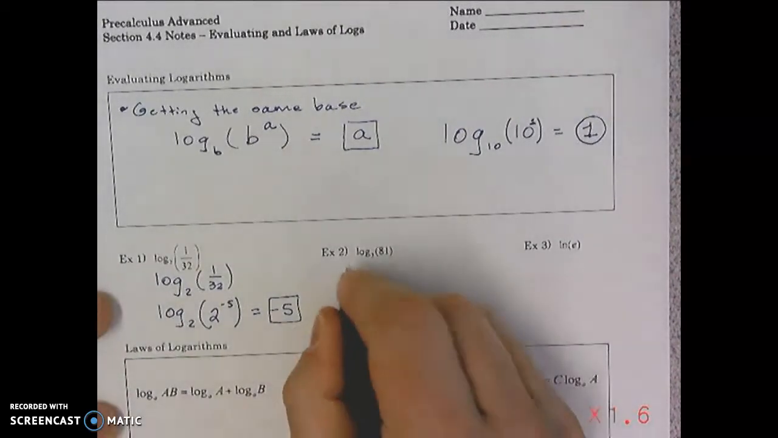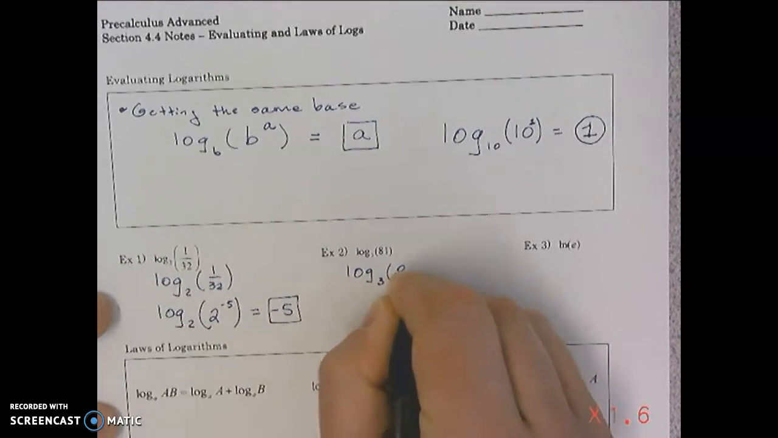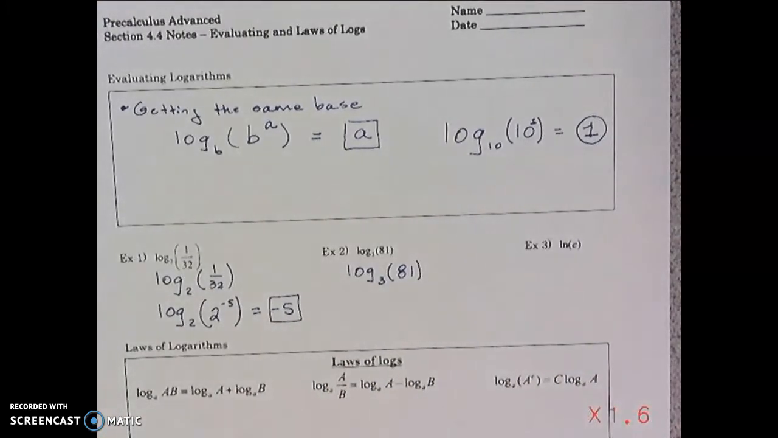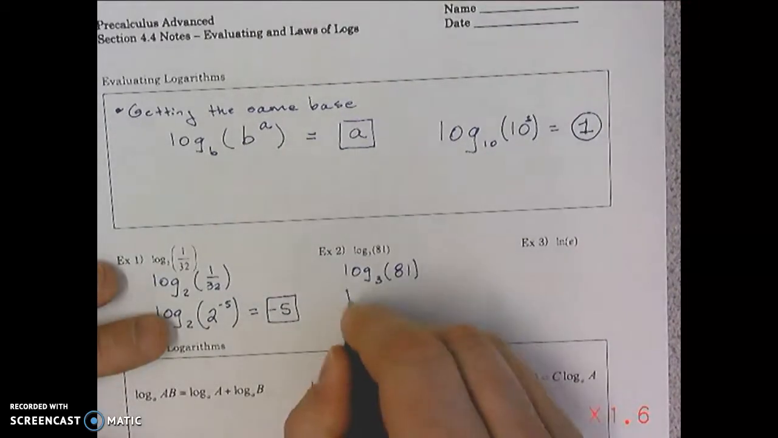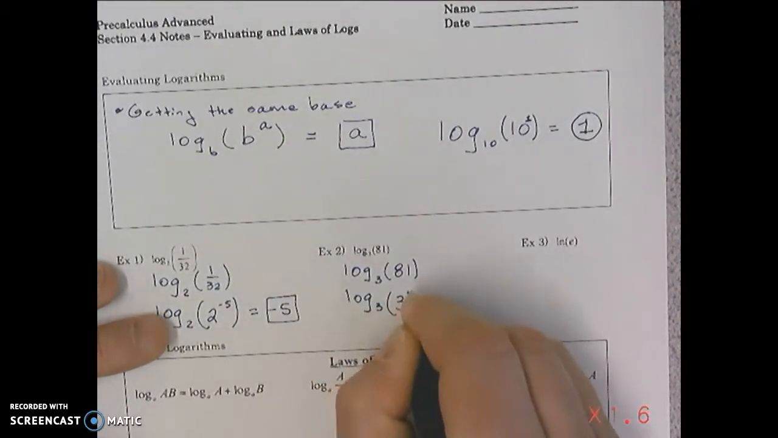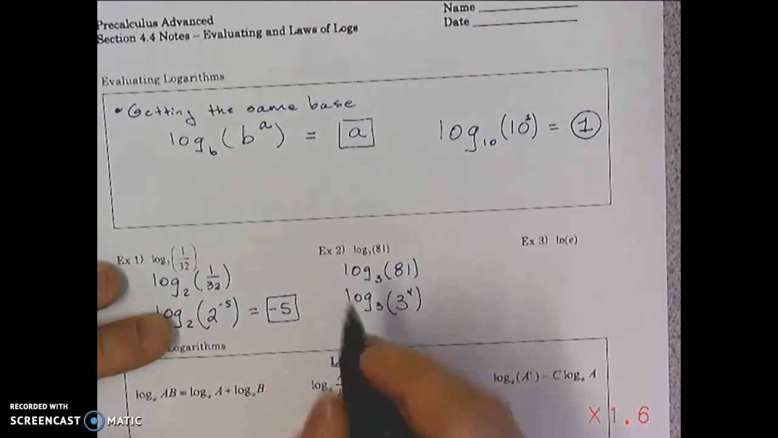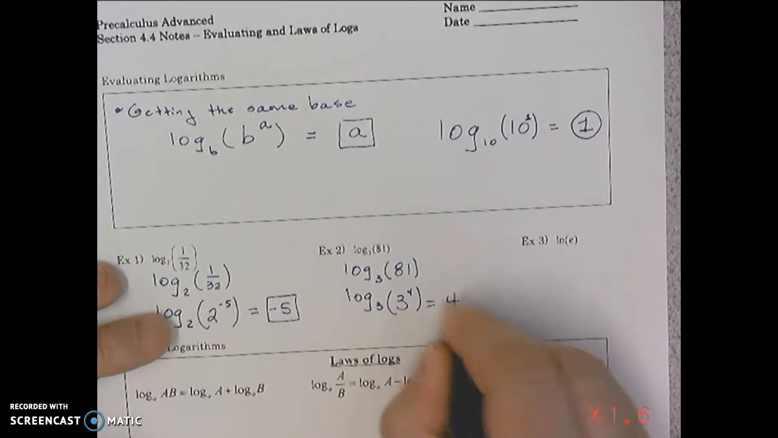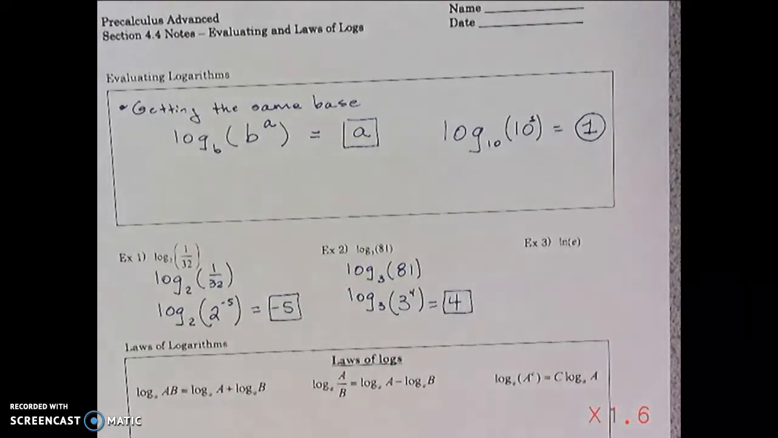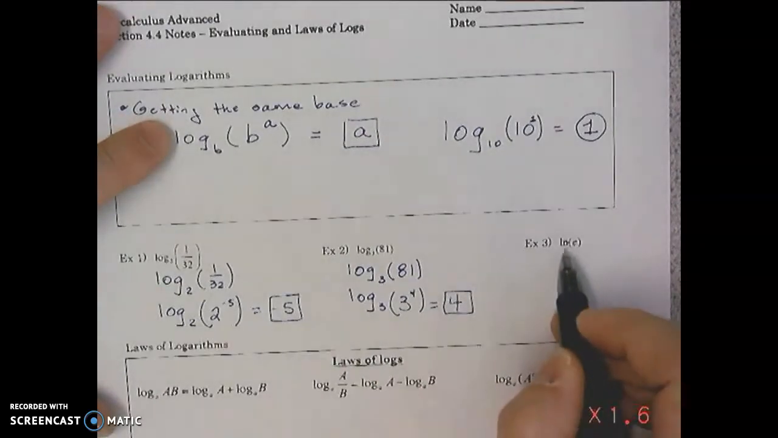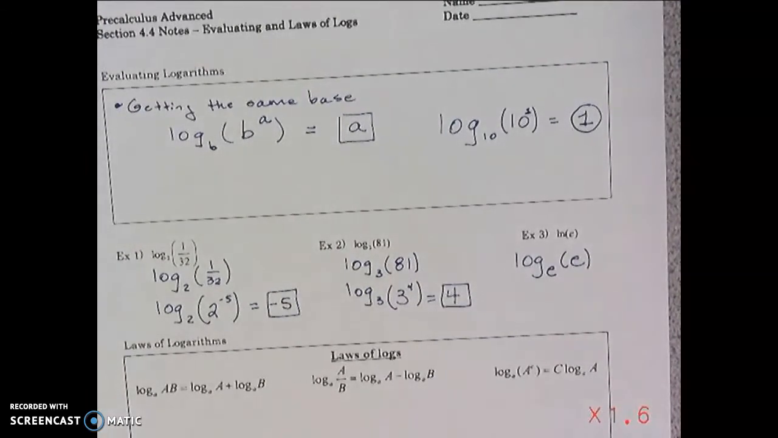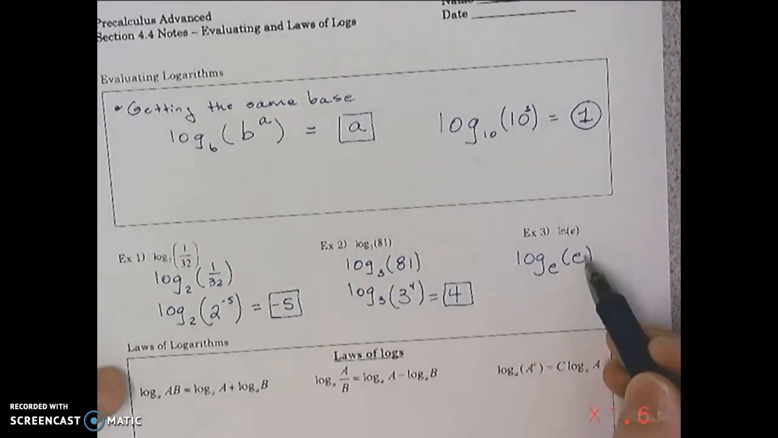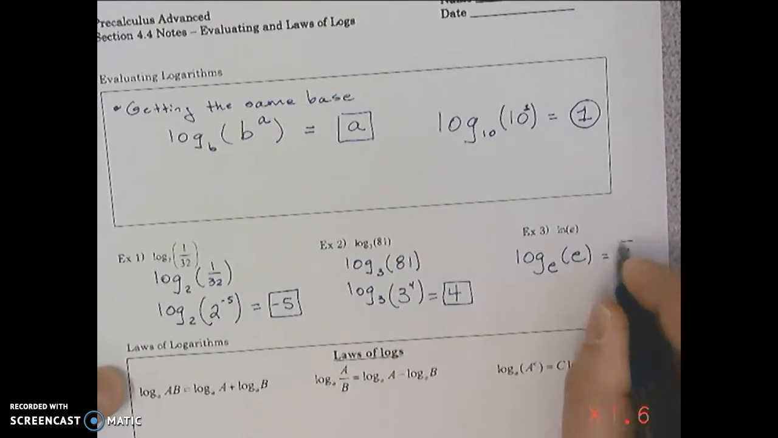The second example says log base 3 of 81. So again, we want to rack our brains and say, okay, can I write the number 81 as this number, similar to the base, 3 to some power? I can do that. 81 happens to just be 3 to the 4th power, which means log base 3 of 81 would just be equal to 4. Last but not least, the natural log we talked about in a previous notes video is just log base e. Log base e of e to the 1st, that's just equal to 1.